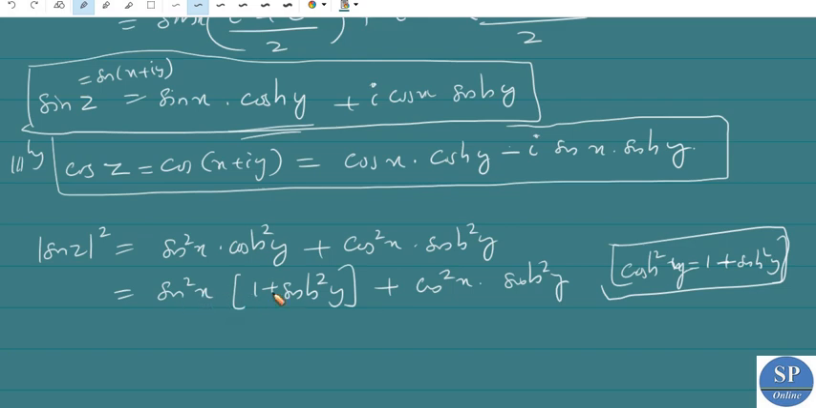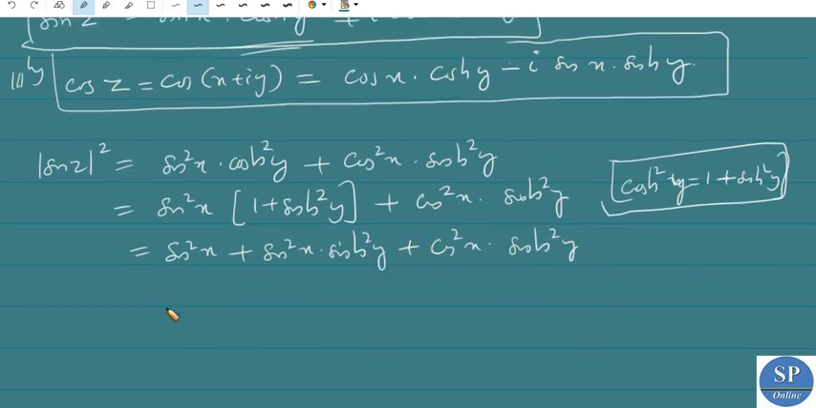So this is equal to sin² x plus sin² x into sinh² y plus cos² x into sinh² y. So taking sinh² y outside, we get sin² x plus sinh² y into (sin² x plus cos² x), which is 1. So we have |sin z|² equal to this.